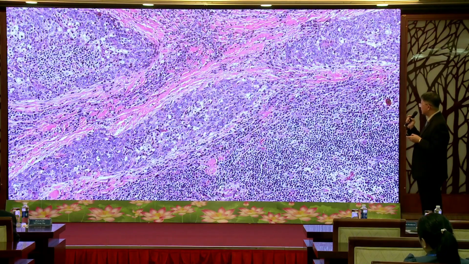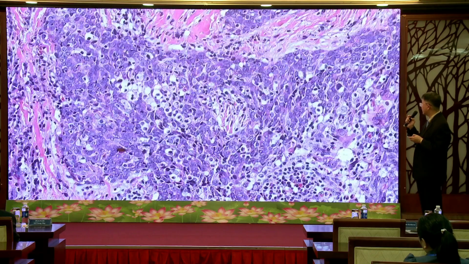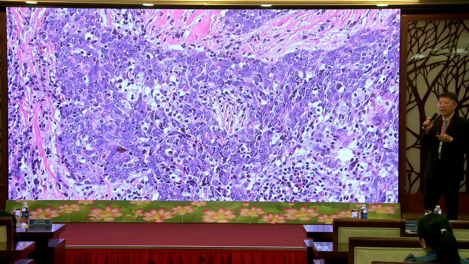So this is the tumor. When you look closely, it looks like an undifferentiated carcinoma. That made me think that this tumor may come from other sites at first, for example, nasopharynx. It looks very similar to undifferentiated non-keratinizing carcinoma. So I did investigation to rule out metastasis from the nasopharynx, and EBV was negative for this case.